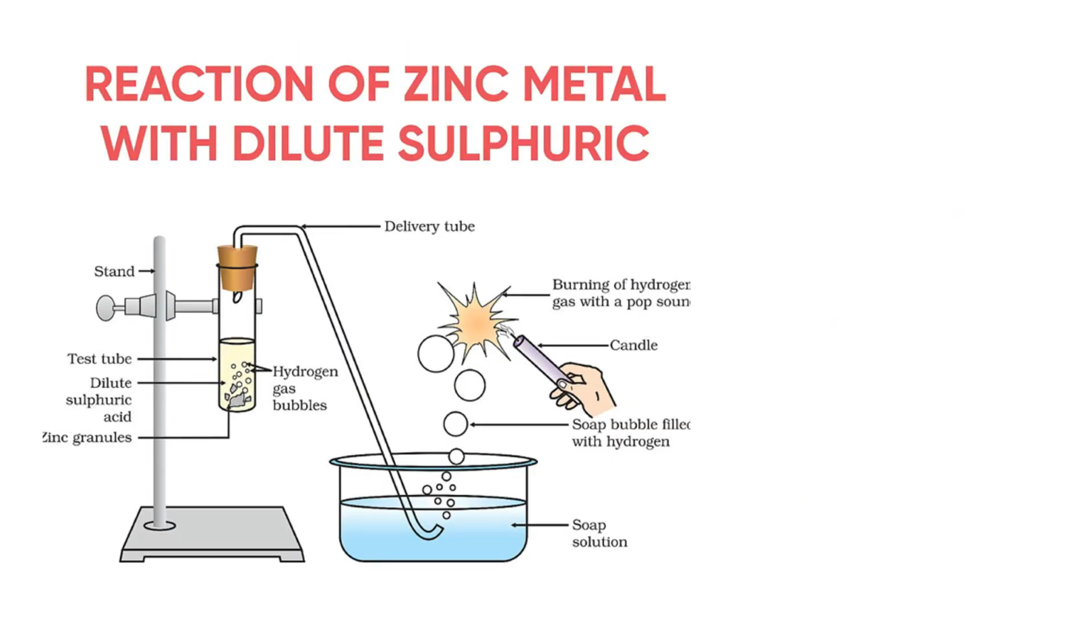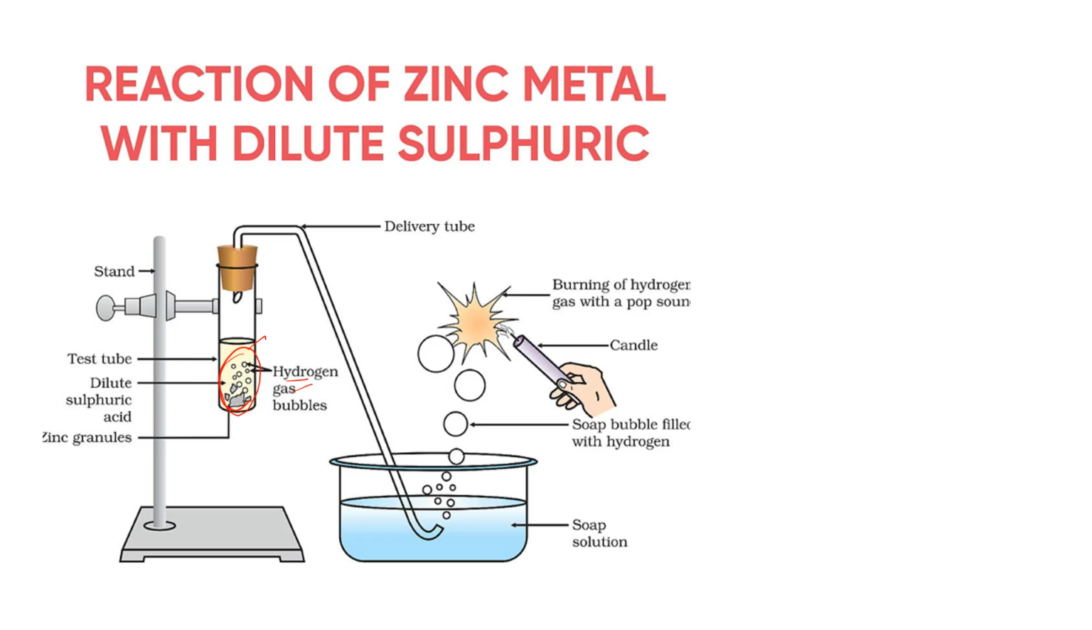Now we'll see one more reaction. Take some zinc metal, small pieces of zinc metal, add dilute sulfuric acid. You can see the diagram here. Add dilute hydrochloric acid or dilute sulfuric acid. You can see small bubbles coming out. So these bubbles are hydrogen gas.